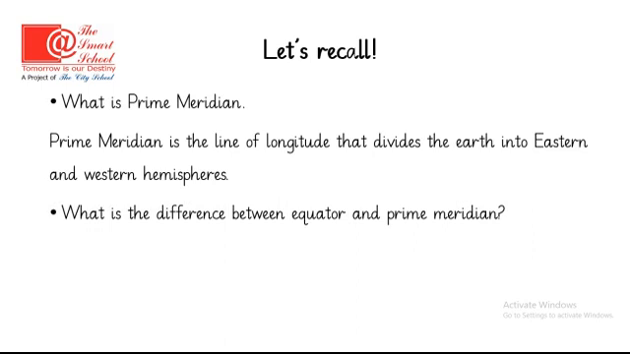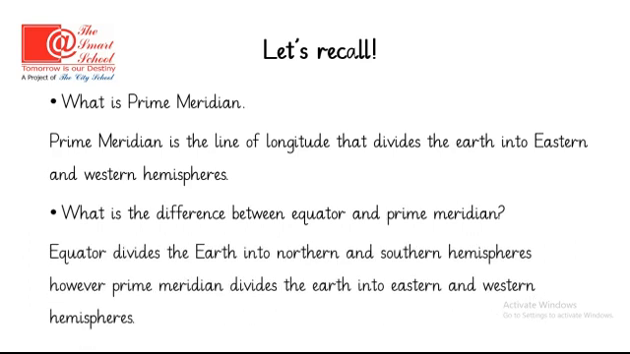What is the difference between equator and prime meridian? Equator divides the earth into northern and southern hemispheres. However, prime meridian divides the earth into eastern and western hemispheres.